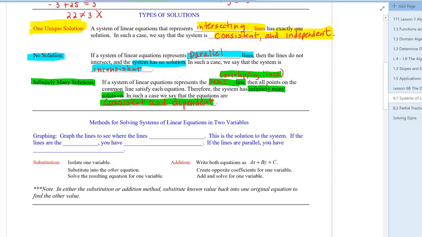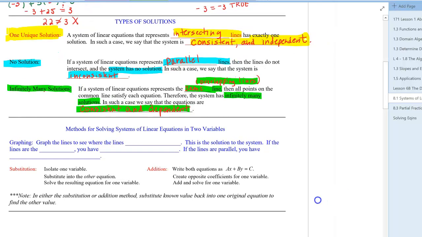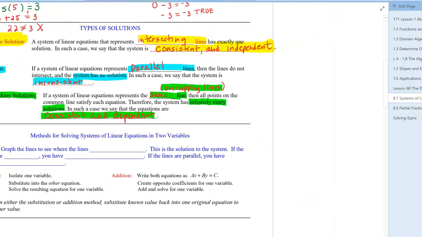Now, one thing to note is that in case 3, where you have infinitely many solutions, it doesn't mean that every single ordered pair in a coordinate plane is a solution. It's just the ordered pairs that lie on that line. Now, if we draw pictures for this, it might help it make a little more sense.